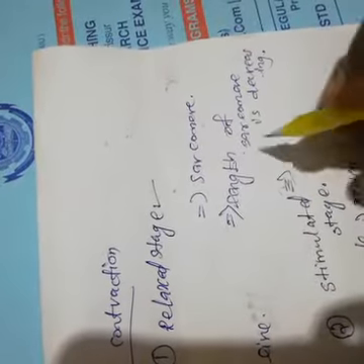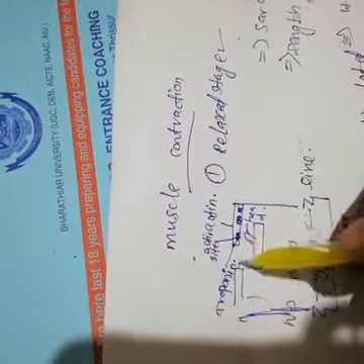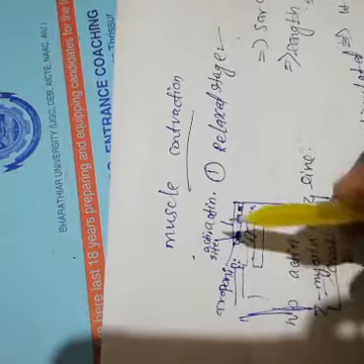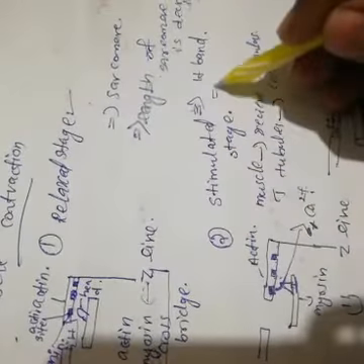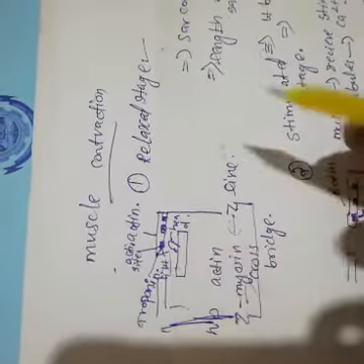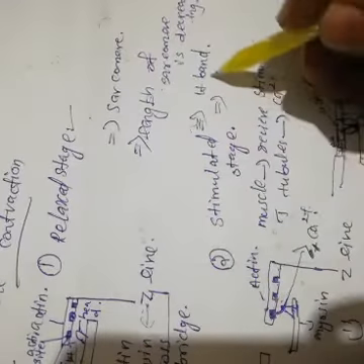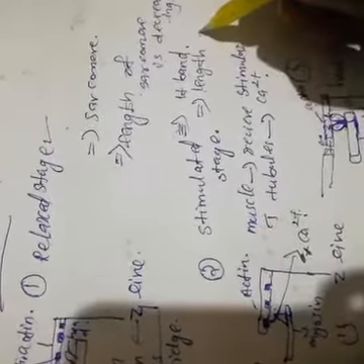Then we are considering another part, that is the H band. What about the H band? The H band is the distance between two actin filaments. This is the H band, and we can observe that due to the movement of actin filaments towards the center, the length of the H band is decreased.